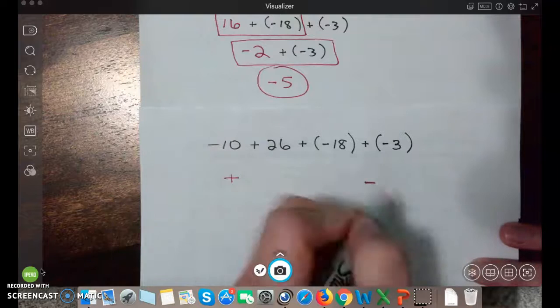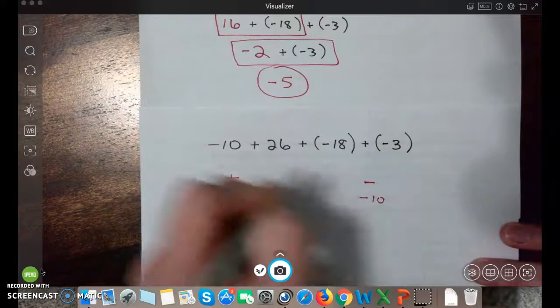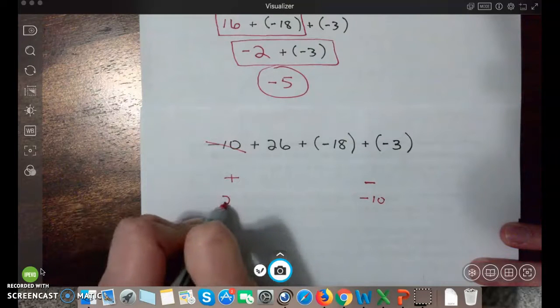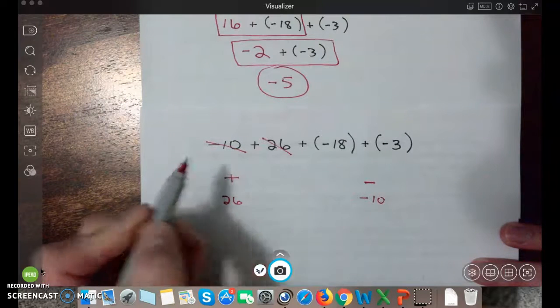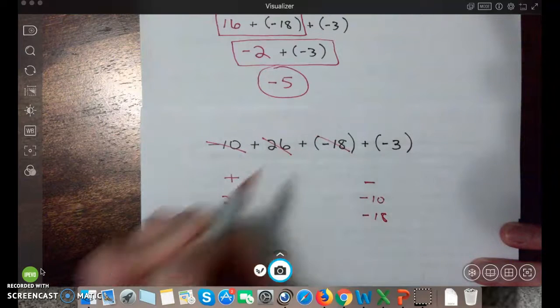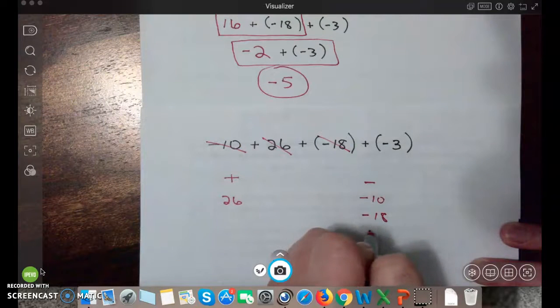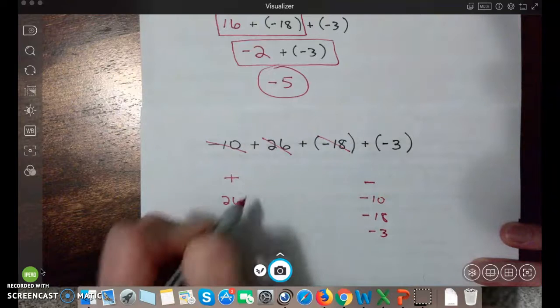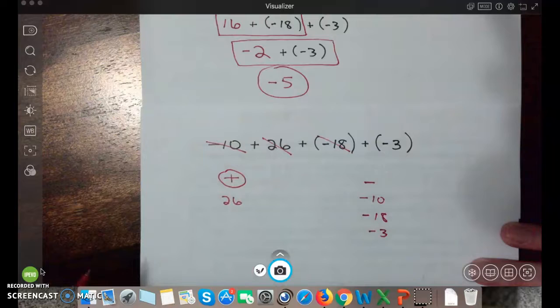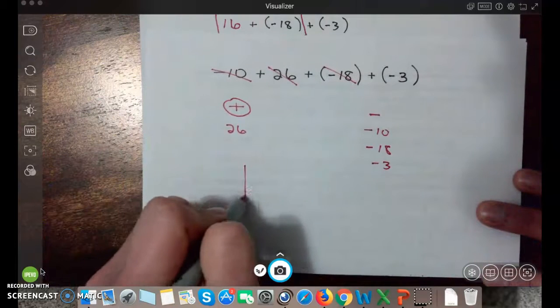-10, that's going to go in my negative pile. I'm done with that number. 26, that one's positive, it's going to go here. 18 is negative, it's going to go under my negative pile again. And then 3 is also negative, that's going to also go in my negative pile. So here's my positive numbers. Well, I only have one of them, so I'm just going to bring that number down.